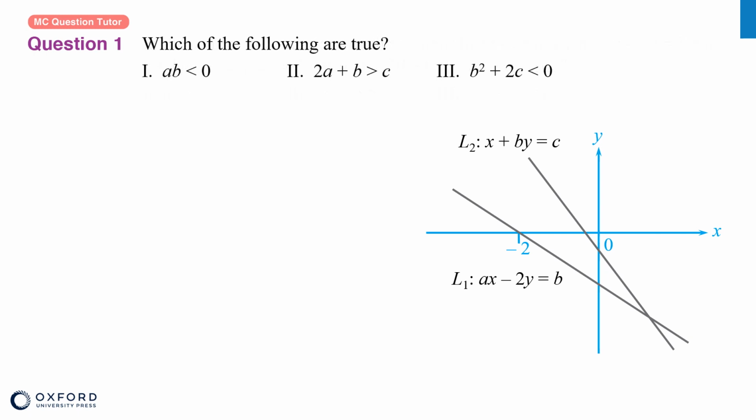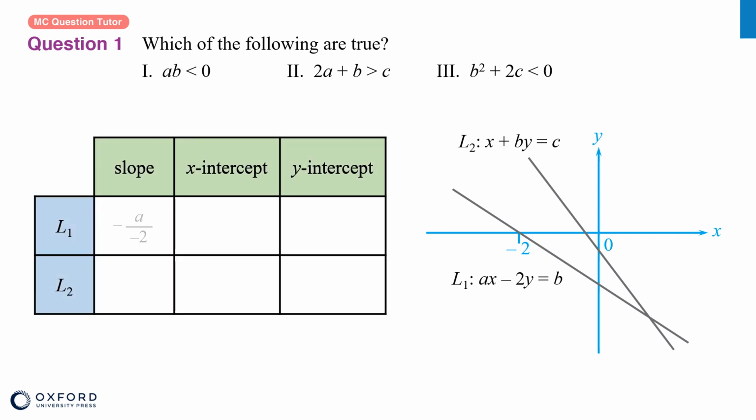In this type of question, we will be using the slopes, x-intercepts, and y-intercepts of L1 and L2 to determine the range of the unknown constants or to compare them. It's useful to list the information in a table for ease of reading.